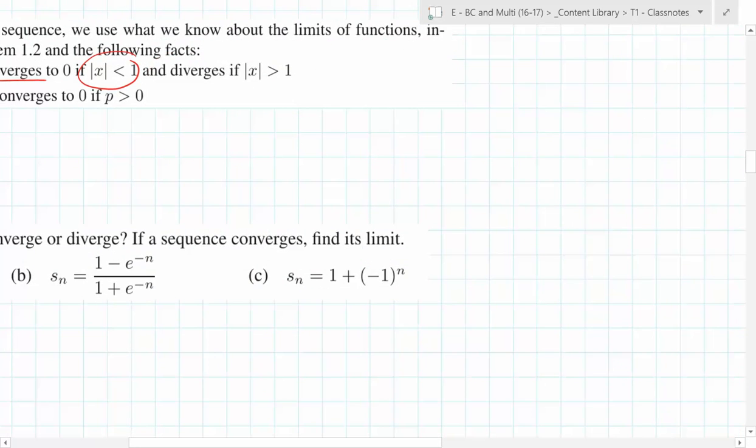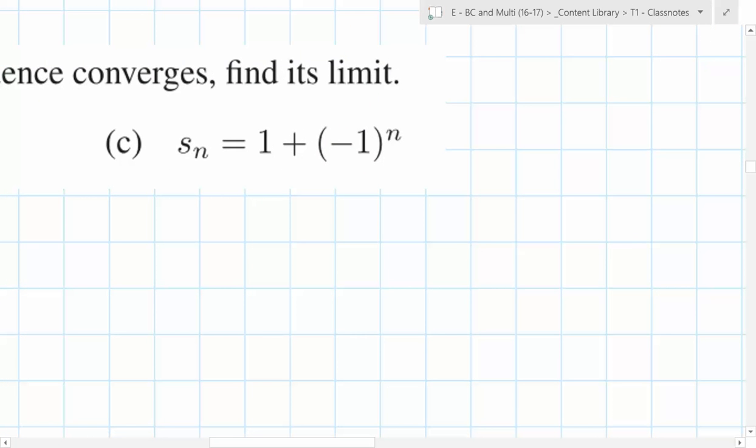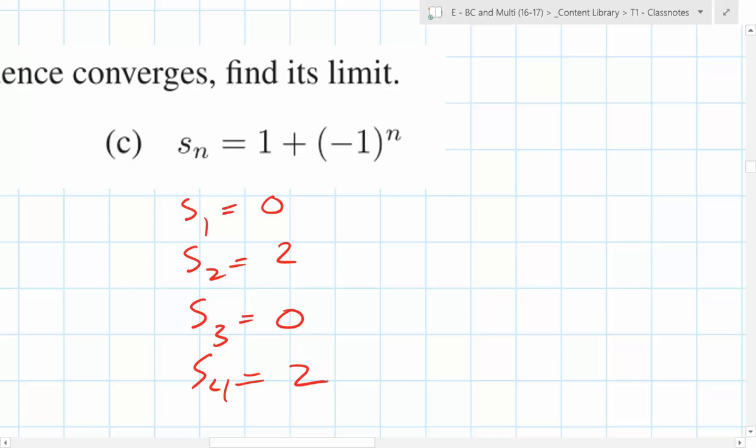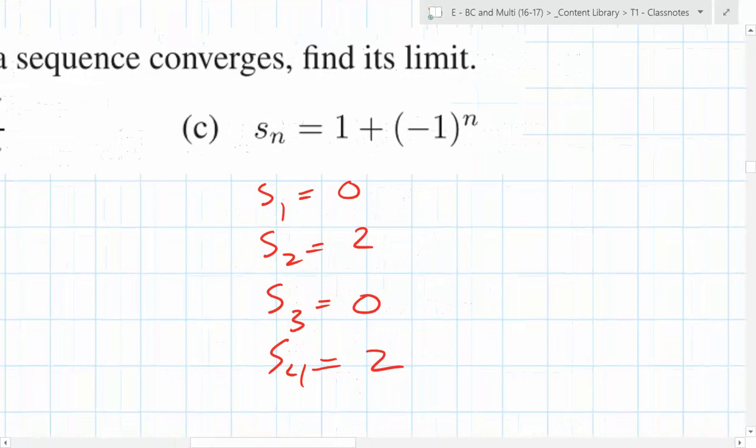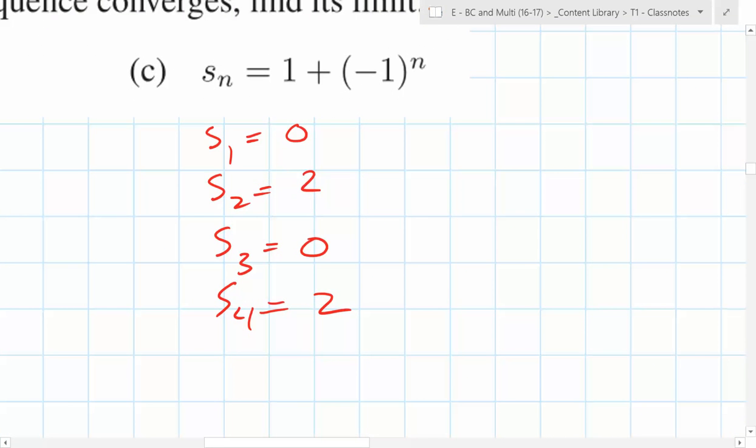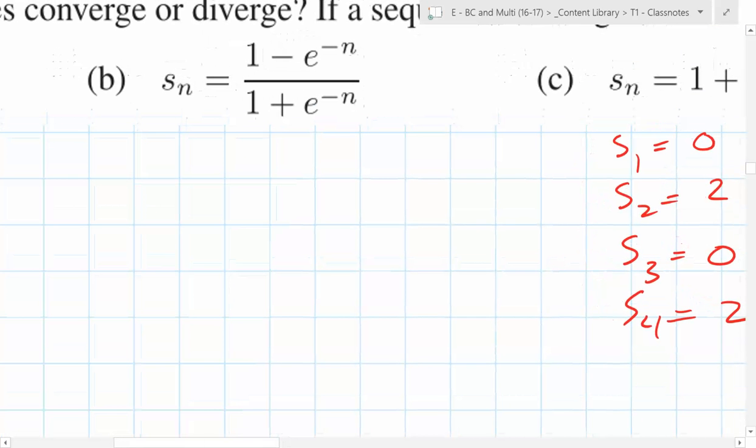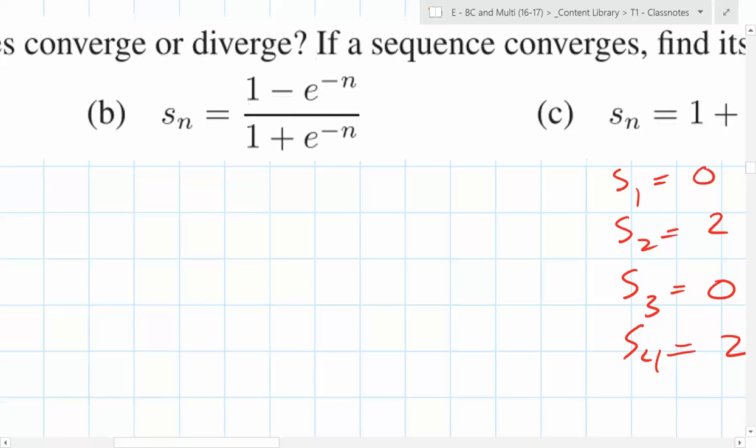Let's just jump to C because I kind of like this one. Does this sequence converge? Why not? Why doesn't it converge, Tomas? What is S sub 1? 0. What's S2? 2. What's S3? 0. What's S4? 2. If you get stuck in a loop, does it converge? No. It's kind of like sine functions. Exactly. Does sine converge? No, it doesn't. Infinite oscillation. This one will just be beep, beep, beep, with the sound effect, of course.